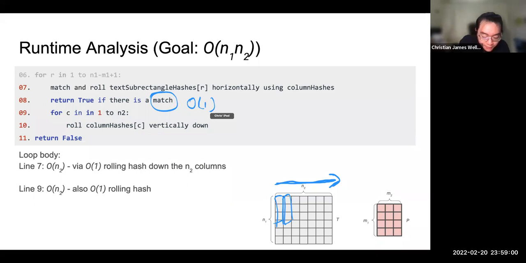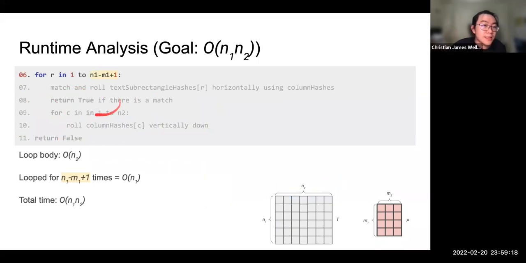And in fact, this observation that the matching is O of 1 time is really why it's much faster now. We go down from O of m1 m2 down to O of 1 because checking for the match now takes O of 1. Okay, so this is line 7 and 9. And if we consider the loop body, line 7, 8, 9, 10 is just O of n2, and we loop this many times, which is O of n1. So the total time is O of n1 times O of n2.